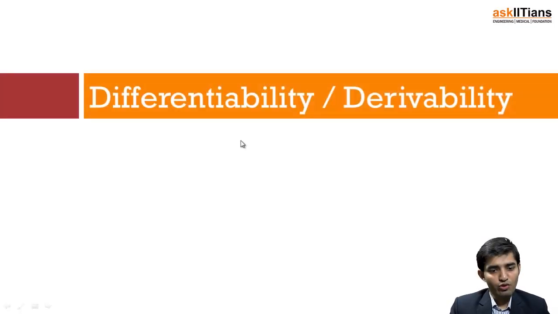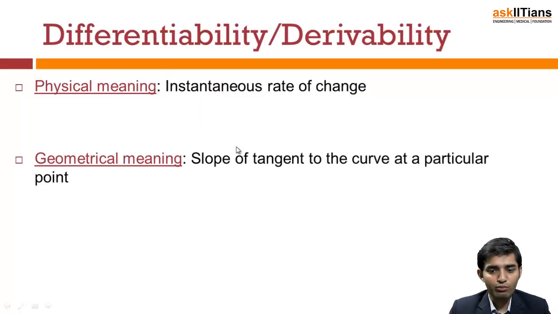Okay, so now let me tell you about what is differentiability or derivability of a function. First of all, let me tell you what is the meaning of differentiability or derivability, right? Both the terms are same, it exactly has the same meaning. So first we will look at the physical meaning of derivability. What is the physical meaning of differentiation? Physical meaning is nothing but instantaneous rate of change.